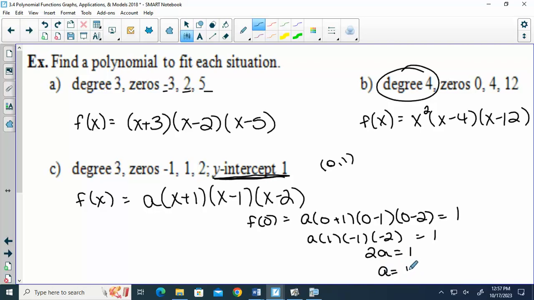So A is 1 half. So that means my polynomial is 1 half times x plus 1, x minus 1, x minus 2.